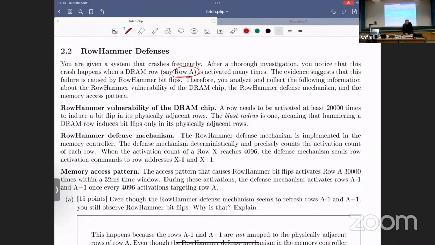So these are the specifications of the system and the defense mechanism. When we look at the DRAM chips' RowHammer vulnerability level, we see that a row needs to be activated at least 20,000 times. So this is your RowHammer threshold. To induce a bit flip, you need to activate 20,000 times.